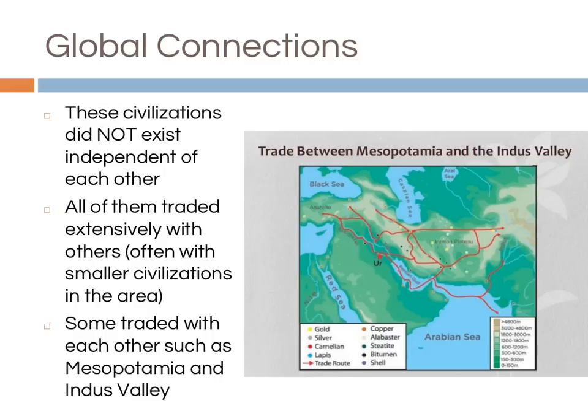So it's important to remember that these civilizations that we talked about did not exist independently of each other. A lot of them traded extensively with others. It's also important to remember that we're studying just a few of the major civilizations. There's lots of other smaller civilizations throughout the world in between these bigger ones. And so trade was a really important thing. Some of these large civilizations, however, did trade with each other, such as Mesopotamia and the Indus Valley. We have archaeological evidence that they definitely traded together. Mesopotamia and Egypt definitely traded together. The civilizations of the Americas definitely traded together.